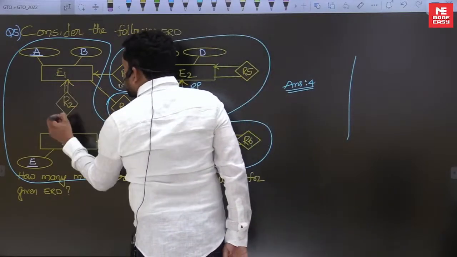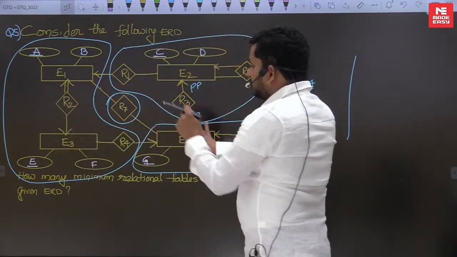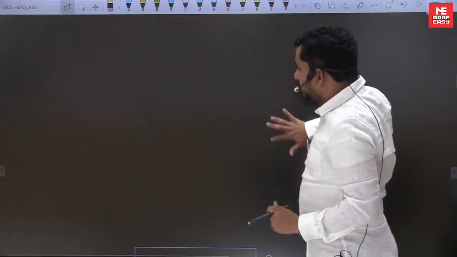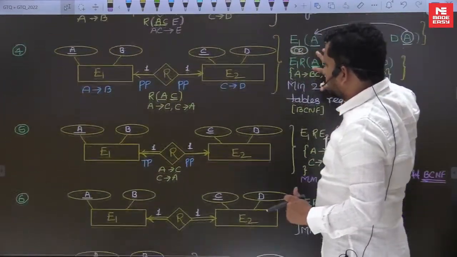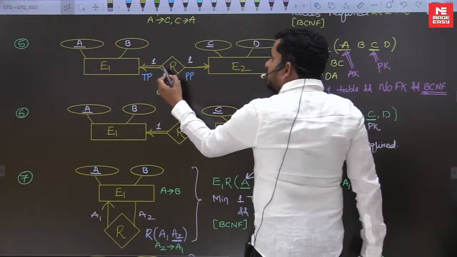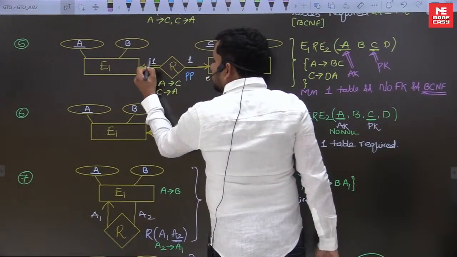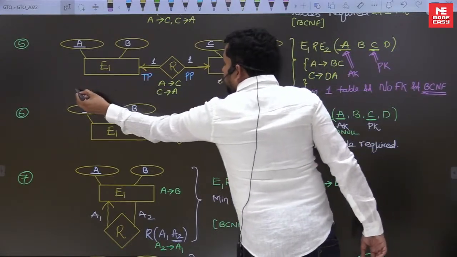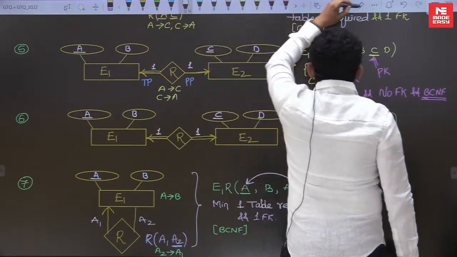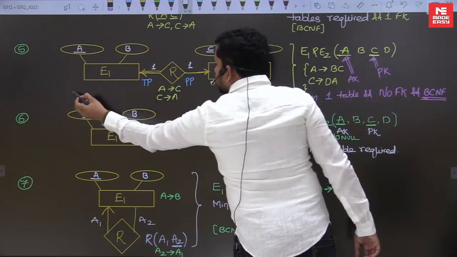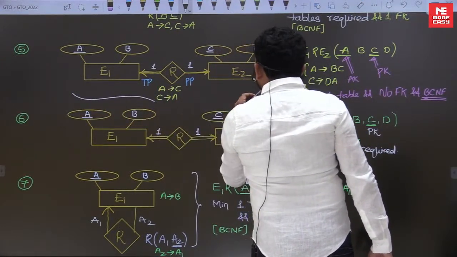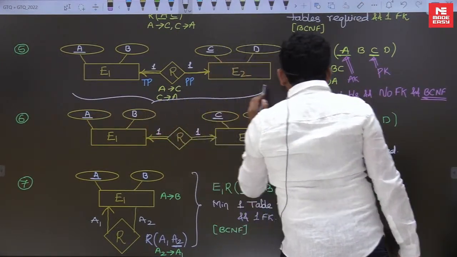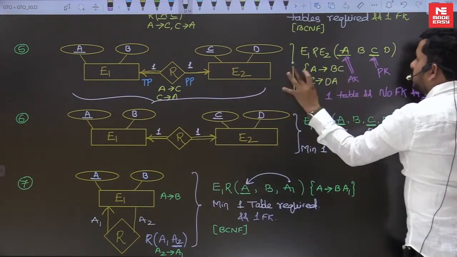One to one, total participation on both sides. Okay, so the same thing explained in one separate case, just recollect this one. So one to one with at least one total participation. Because of this total participation, even if the entity sets E1 and E2 are combined into a single table, it is still not going to lose any constraint.